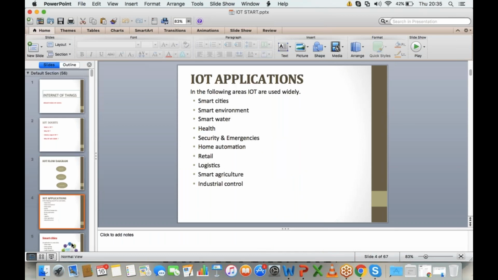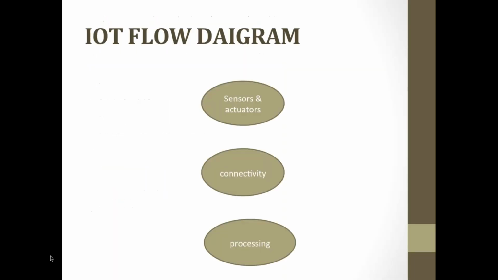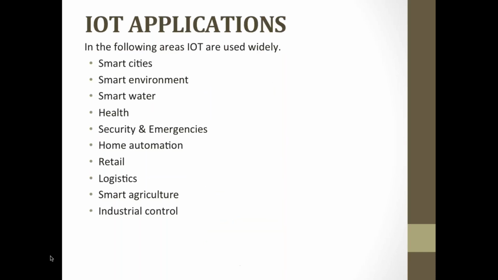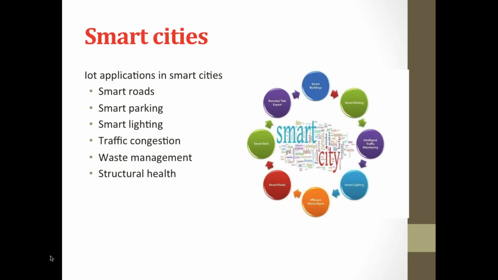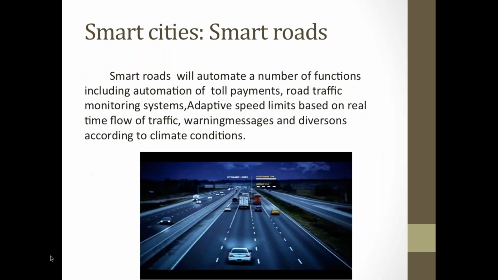To make anything smart, we need it. In the world, we can make things smart: smart cities, like smart roads, smart parking, lighting, traffic congestion, waste management, structural health. Smart roads means where there is road damage, sensors sense the data. It gives an alert message to the driver's phone, and he will slow down because he got the alert message that after 2 kilometers, a hole has formed in the road. This sensor, sensing data, immediately sends the data to the user, the driver who is using the phone, and he will immediately take some action. Maybe he'll slow down, maybe he'll stop the car.